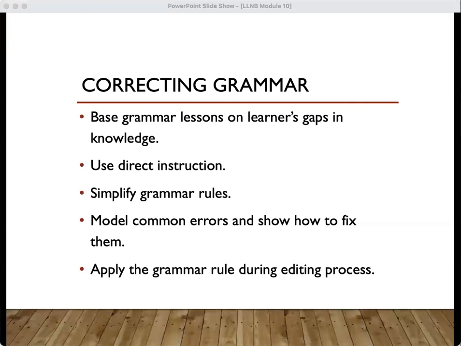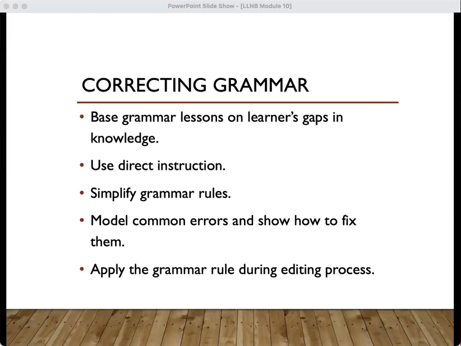During the modeling process, it's also important to show the learner common errors related to the grammar rule and how to fix them. By common errors, we mean errors that everyone makes, but also errors that this particular learner makes. Using grammar worksheets is a good way for learners to practice applying a grammar rule. Again, worksheets should test the basics. Adding questions or examples from the learner's own writing to the worksheet can also be helpful.